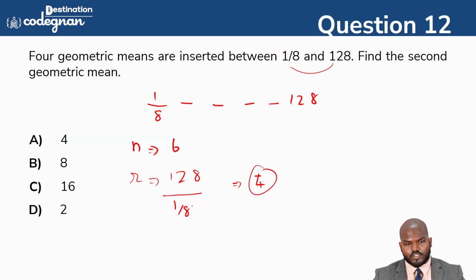So closely to this one, they are asking for the second geometric mean. What is the value of this one? It will come here, so 1 over 8. After that, what is the value that will come here in this place? That was the thing they are asking here.